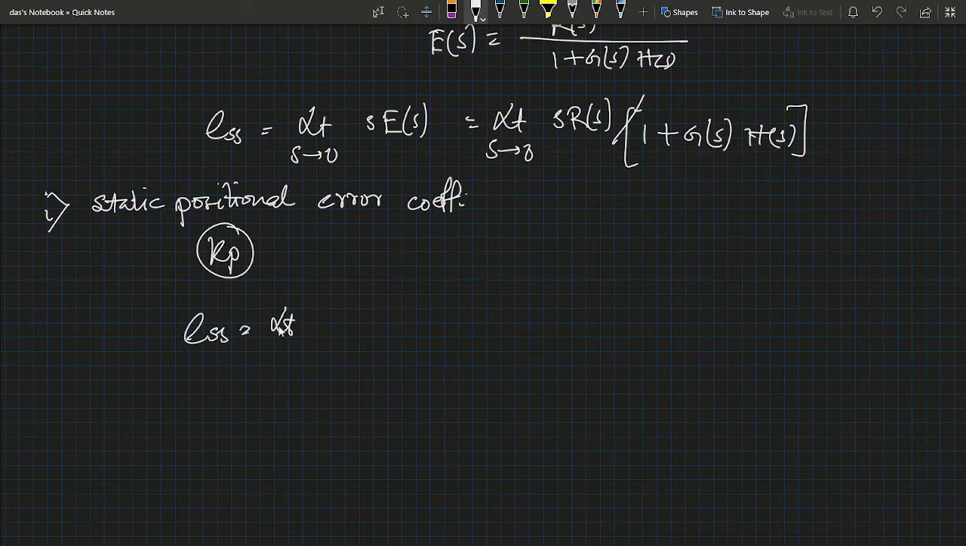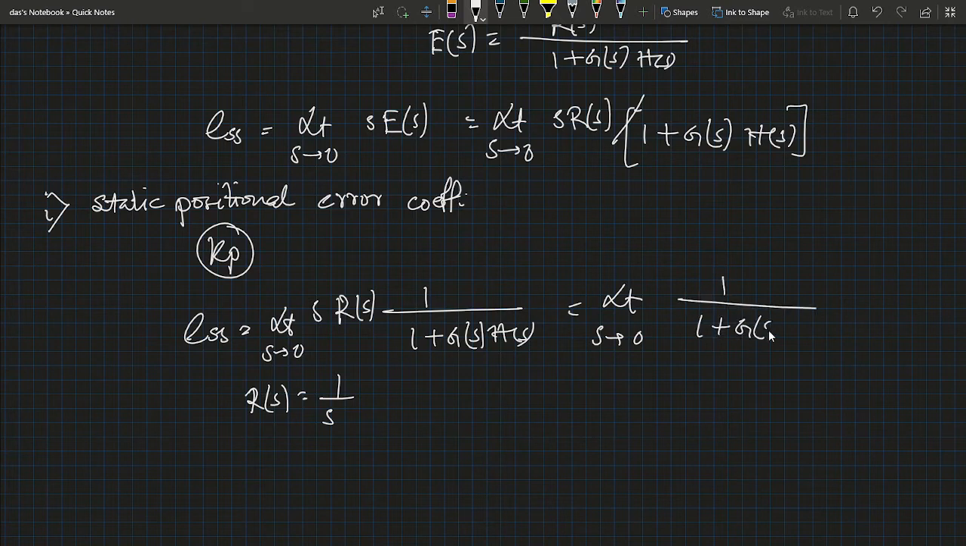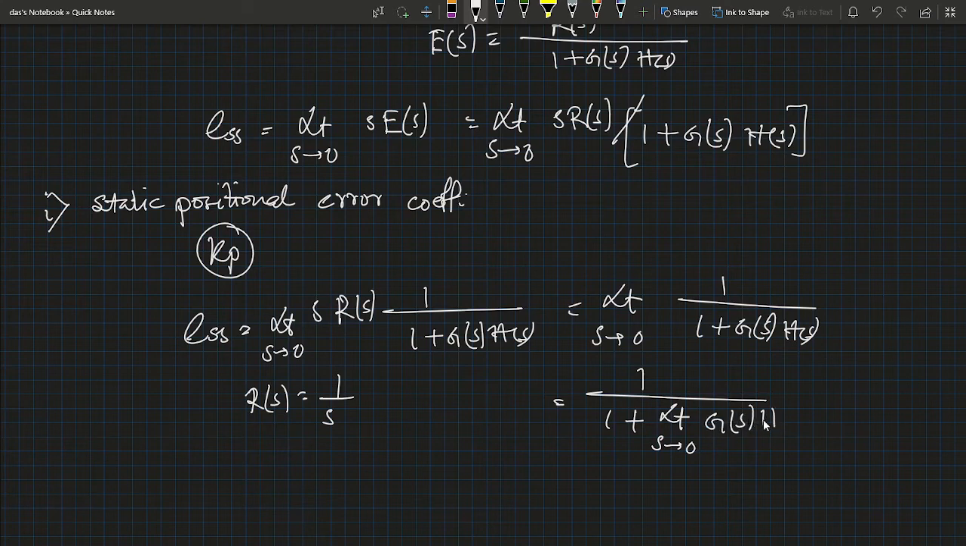You already know the final value theorem: limit s tends to 0 of s into R(s) divided by 1 plus G(s) into H(s). Now our input is a step. What is the Laplace transform of the step input signal? 1 by s. We already know that. So we put this value here: limit s tends to 0 of 1 divided by 1 plus G(s) into H(s). Modifying this formula, it becomes 1 divided by 1 plus limit s tends to 0 of G(s) into H(s).